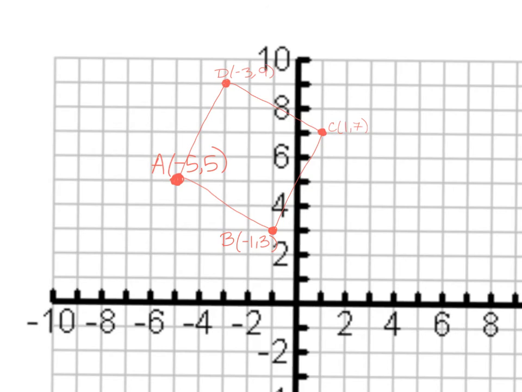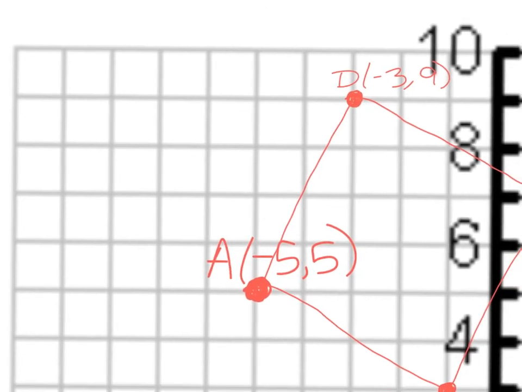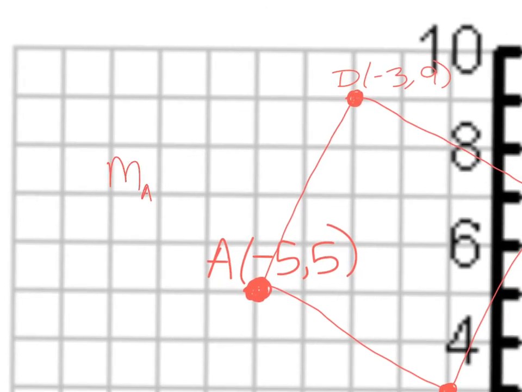Okay, now that I have my sketch, I am ready to calculate each of my slopes. So again, I'm going to use that letter M to represent slope, and I'm going to do M of each segment. So AD, the slope of AD, which I'll denote with a little subscript of segment AD, is going to have a rise from 5 to 9. So my rise is up 4, and my run is from -5 to -3, that's +2. So the slope of AD is +2.